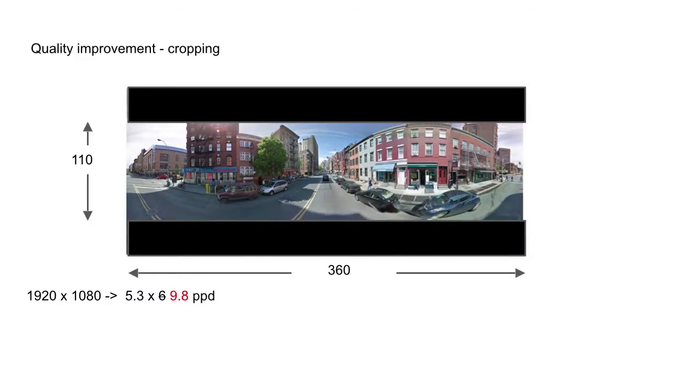And one of the ideas is cropping. Let's crop the top and the bottom, because people don't look up when they are watching the 360 videos, or they don't spend time looking at the floor, they look forward. So how about we crop them out, and then we get close to 10 pixels per degree.